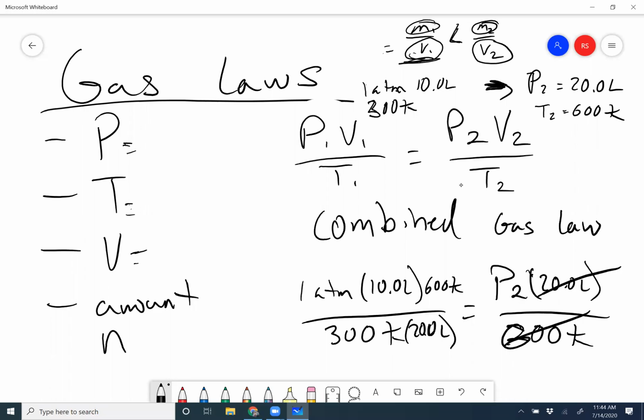Liters will cancel, Kelvin will cancel, and our answer is basically 10 times 600 divided by 600. And so that's what's going to happen to our pressure.